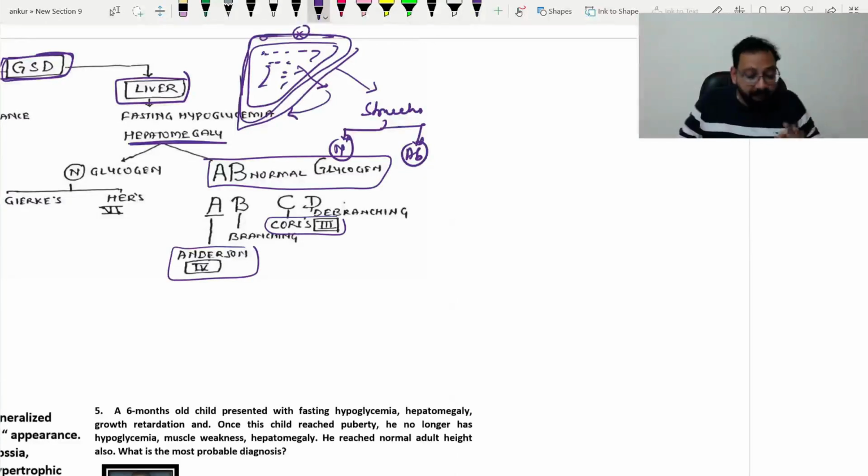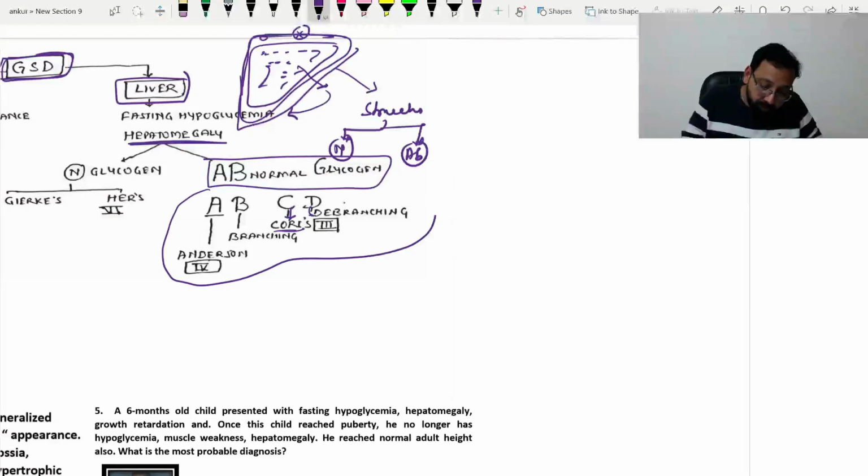Simple concept: A, B, C, D. A for Anderson disease, B for branching. So in Anderson disease, which enzyme is deficient? Branching enzyme is deficient. C for Cori's disease, D for debranching enzyme. In both of these glycogen storage diseases, there is accumulation of abnormal glycogen.